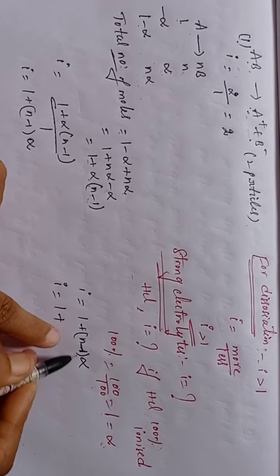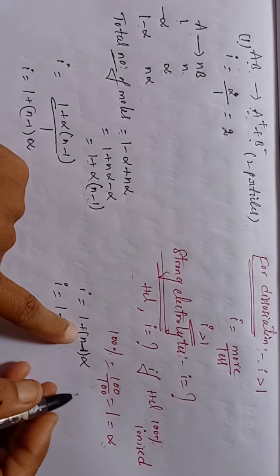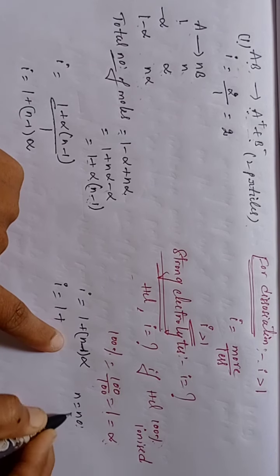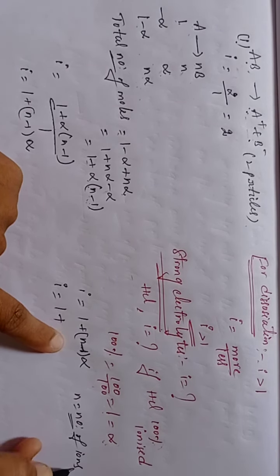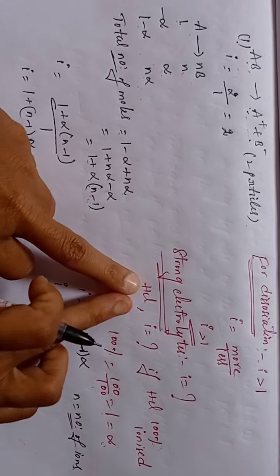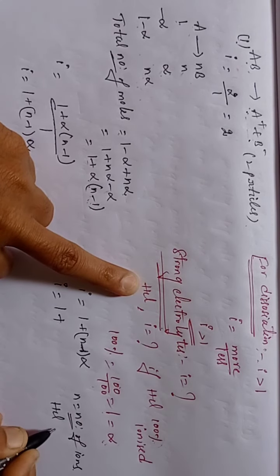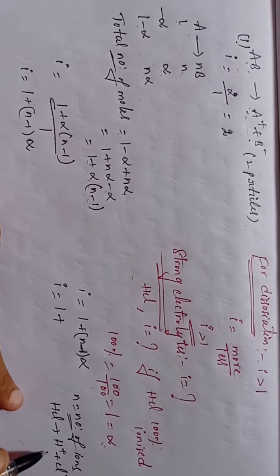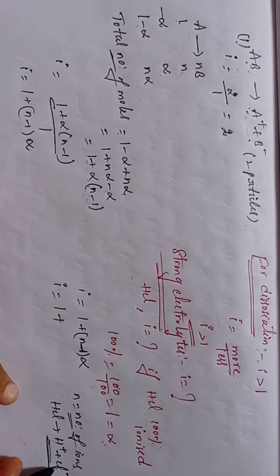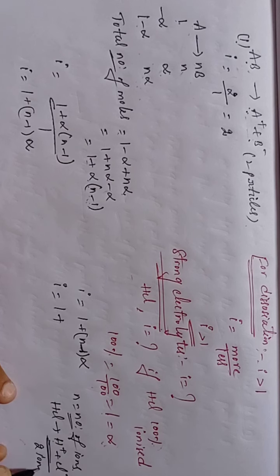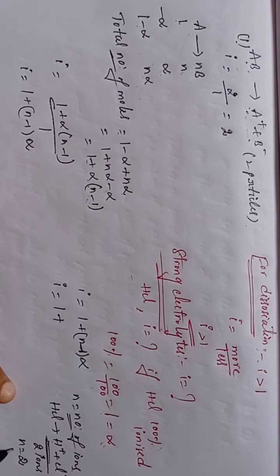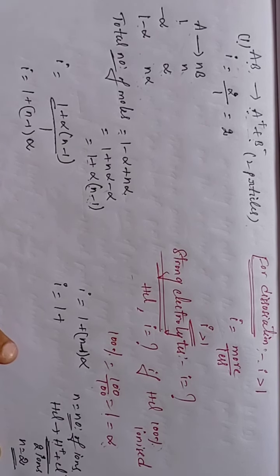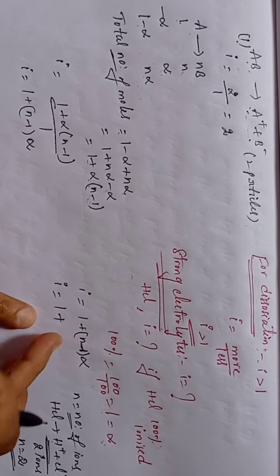See, students, what is n? n is equal to the number of ions. Here HCl undergoes dissociation. What does it produce, students? H plus and Cl minus. How many ions are produced? 1, 2. Only 2 ions are produced. So n is equal to 2.